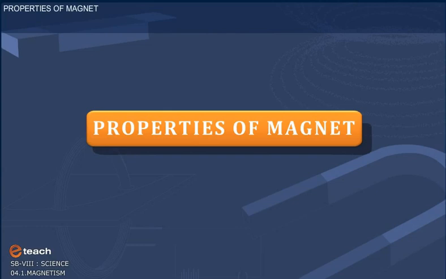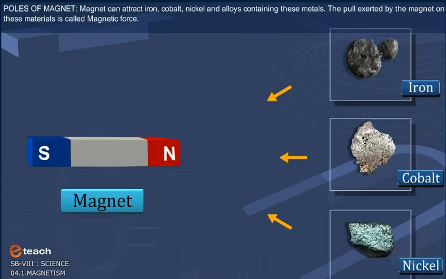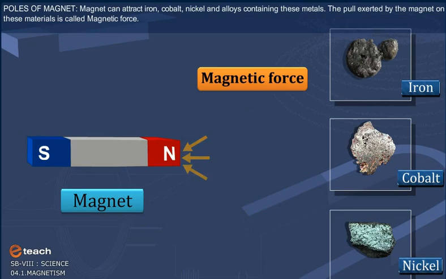Properties of magnet. Poles of magnet. A magnet can attract iron, cobalt, nickel, and alloys containing these metals. The pull exerted by the magnet on these materials is called magnetic force.